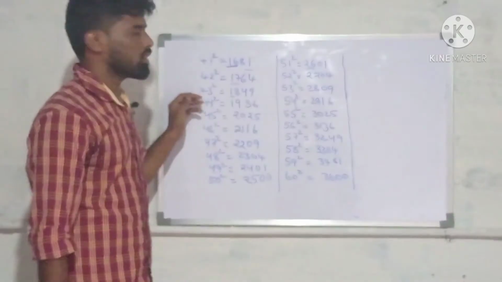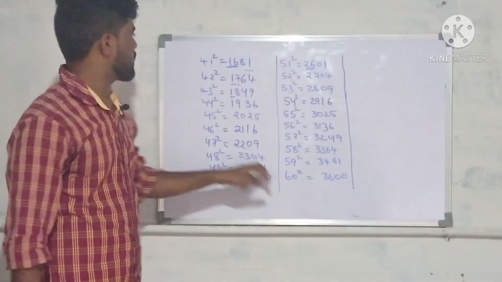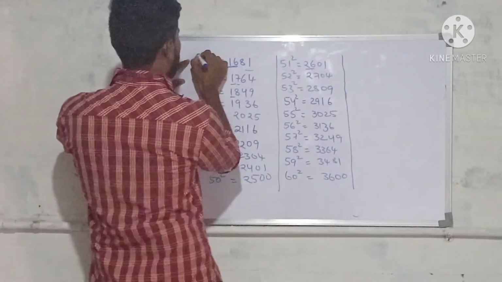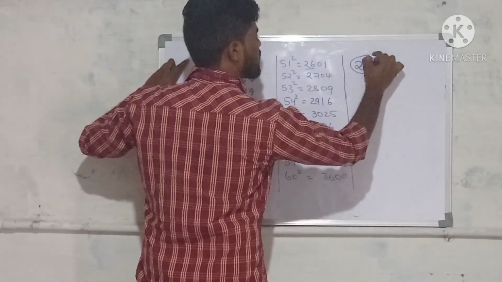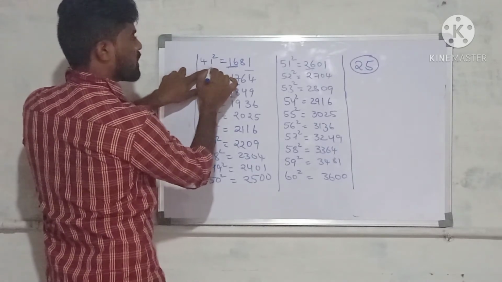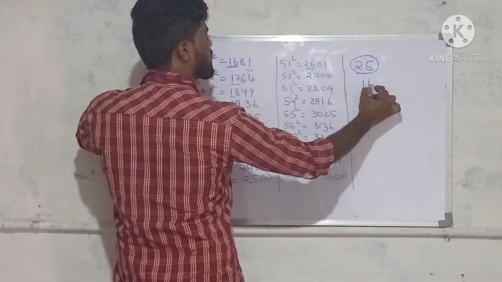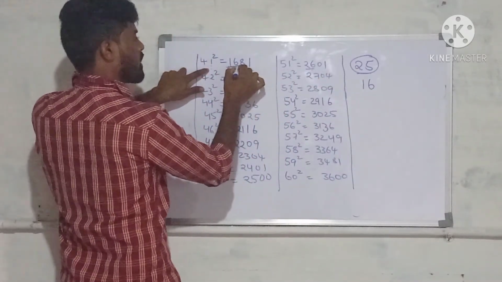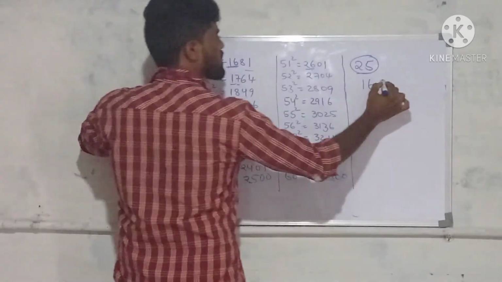There is one trick to remember the squares of numbers between 40 and 60. Here for numbers between 40 to 60 we will take 25 as base. Let's see 41 square. It is 9 less than 50. Subtract 9 from 25. It will become 16. First 2 digits will become 16 and the last 2 digits will become the square of the deficiency, 81.